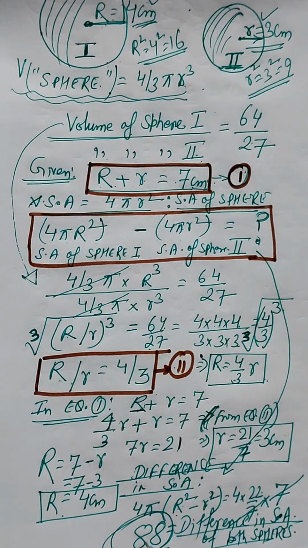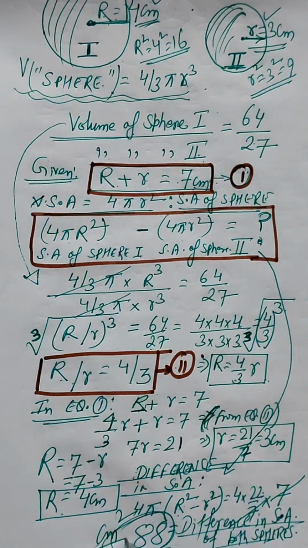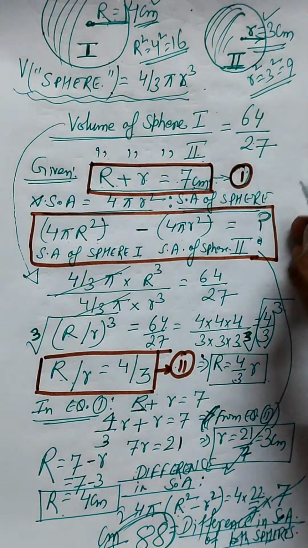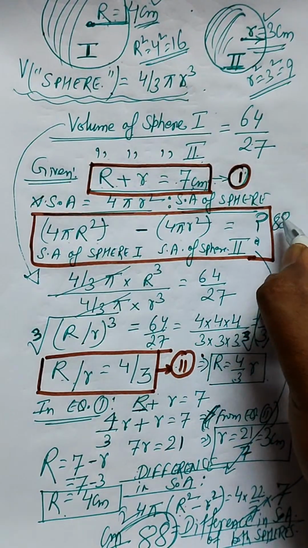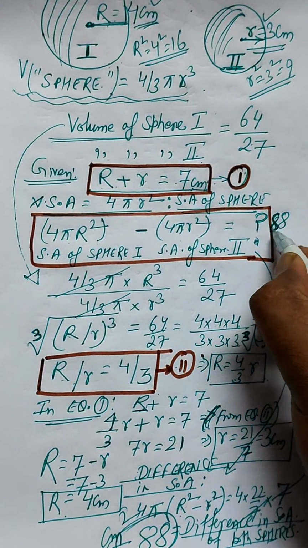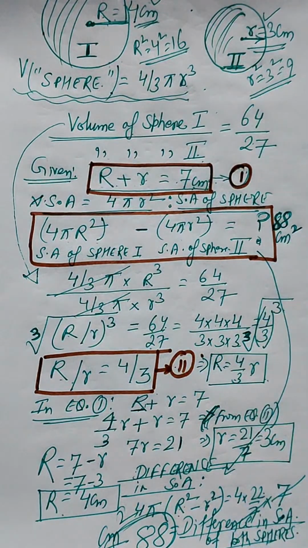And what will be the unit of 88? Since it's area, it's 88 centimeter square, right? So this answer is coming to you as 88 centimeter square, right? And in this way we have solved this question.